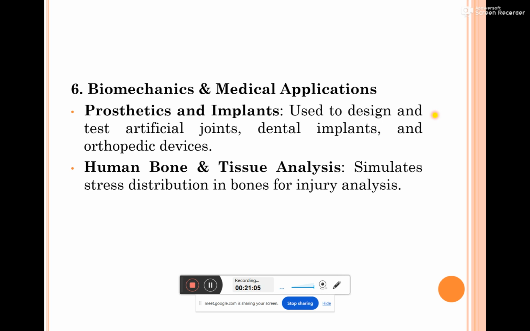And even biomechanics and medical implants nowadays, whatever different implants, dental implants, orthopedic devices, or different artificial joints that we are incorporating in human beings. During the working condition, what type of load is acting on the different types of artificial joints, we can simulate that environment by using this particular FEM or FEA.